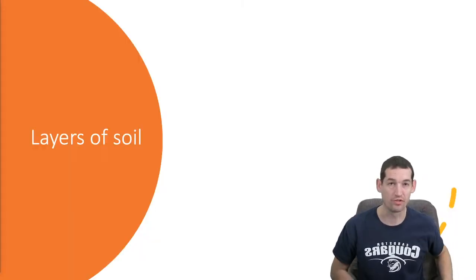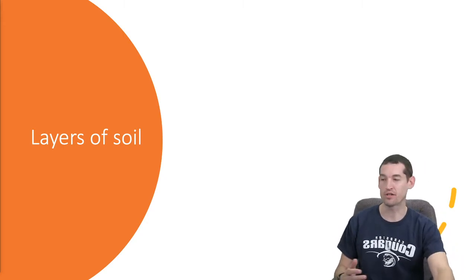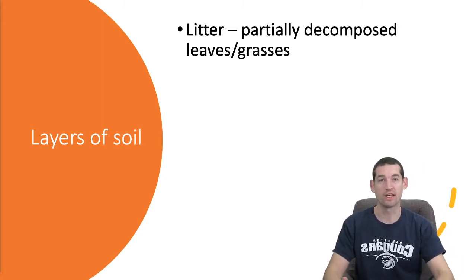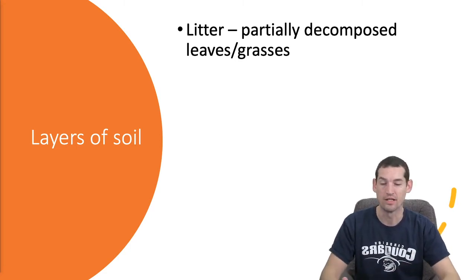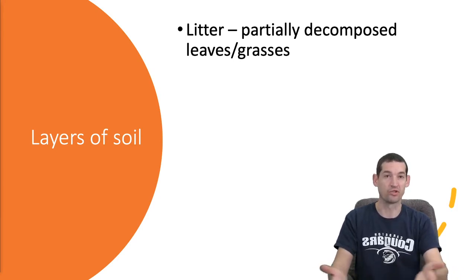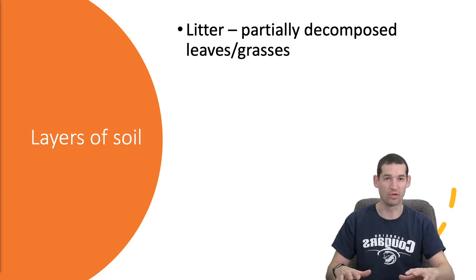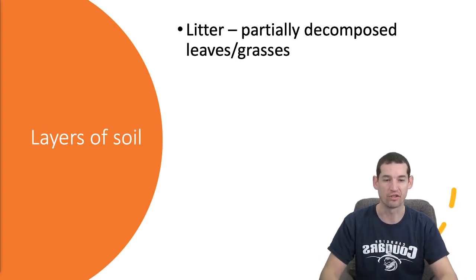So in your notes, make sure you fill these out. The top layer is what we would call the litter, and that's usually the partially decomposed leaves and grass, the stuff sitting on the surface. So if you go out right now with the snow melting, that's what you're going to see, right? The dead grass, the leaves from the fall that haven't quite decomposed yet, the stuff just laying on the ground. That would all be considered the litter.